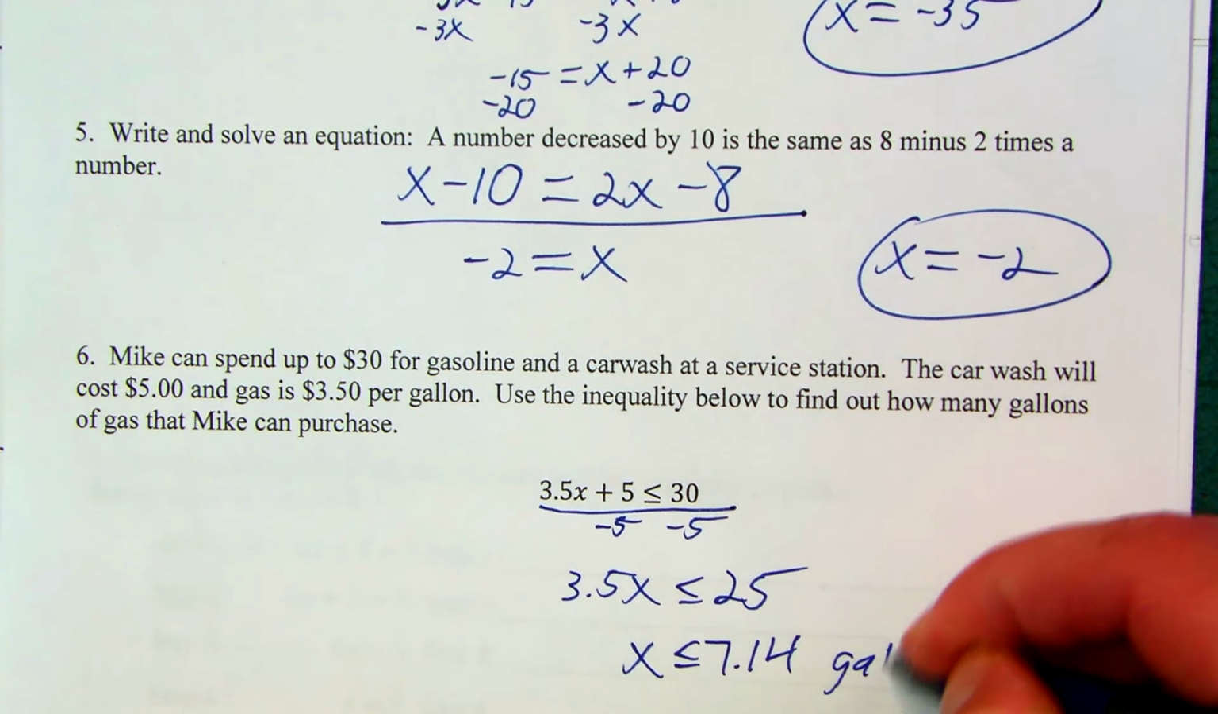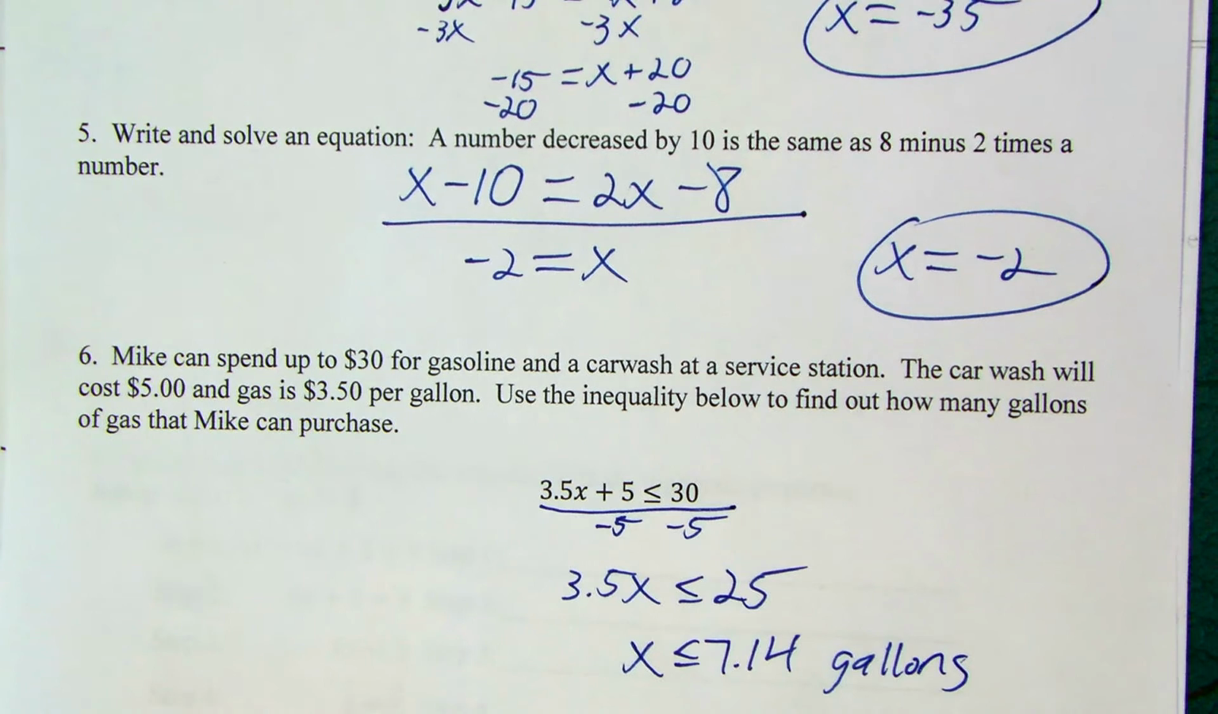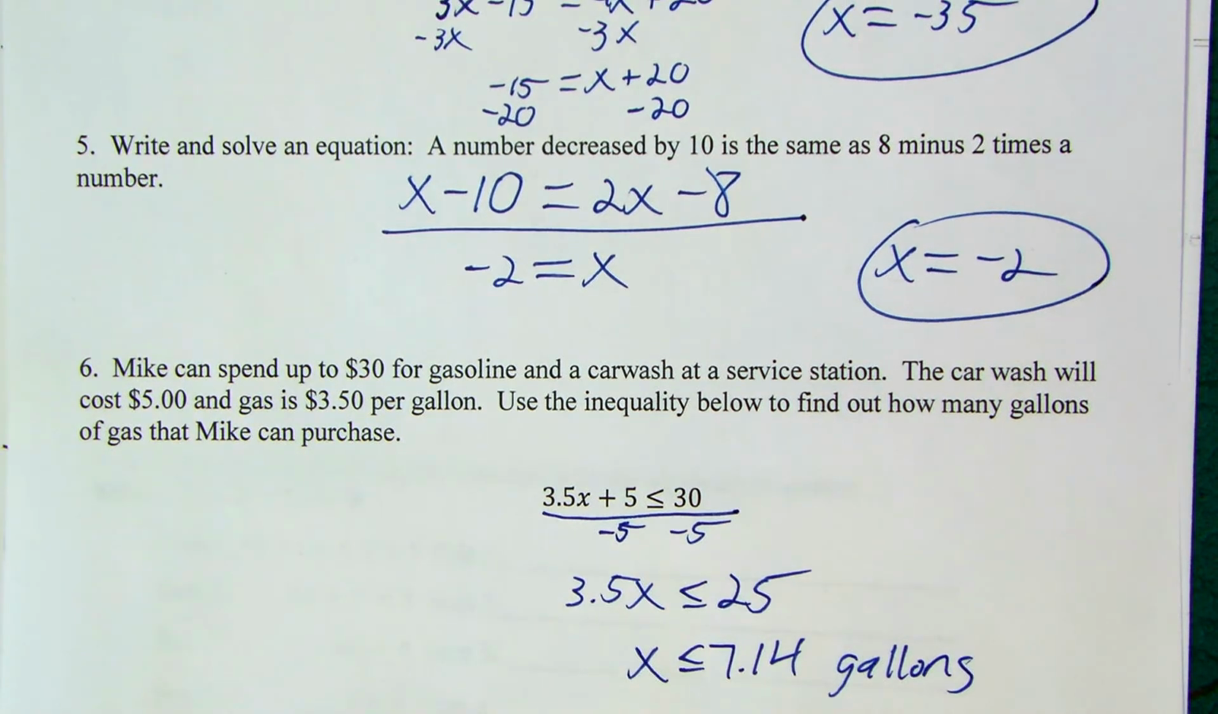You can leave that because it says how many gallons of gas Mike can purchase. You could go to the gas station if you really wanted to get picky enough and purchase 7.14 gallons. You don't have to buy a whole number of gallons of gas.